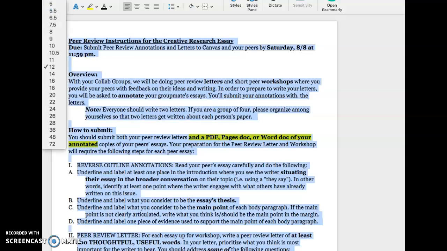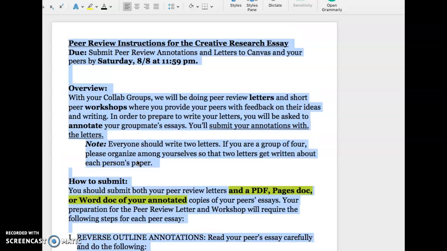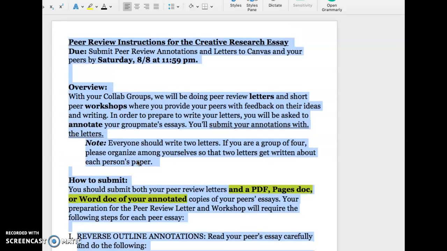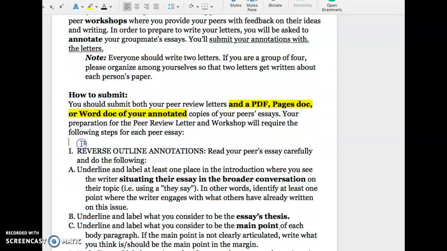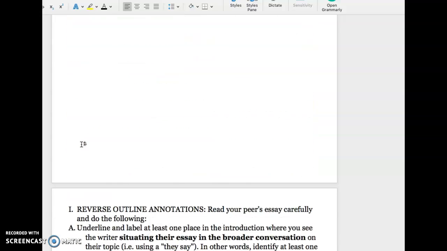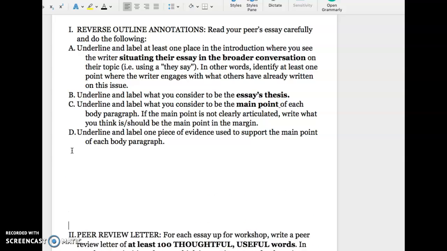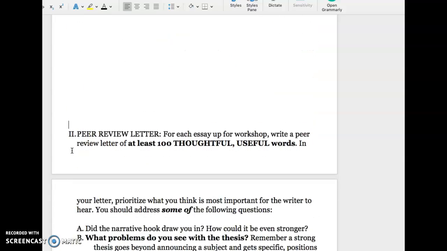So I'm going to open that up and make the font bigger for the sake of this exercise. And here you'll see a description of what all you have to do. This is an assignment that basically has two parts. The first part is doing annotations as you're reading your peers' essays. The second part is going to be the actual peer review letter. So let's start with the annotations.